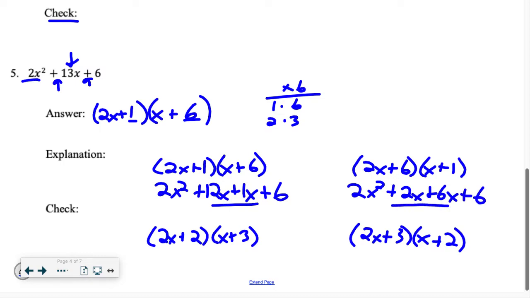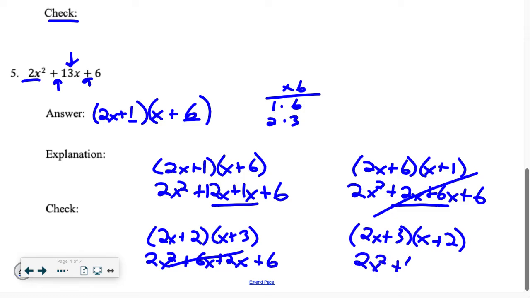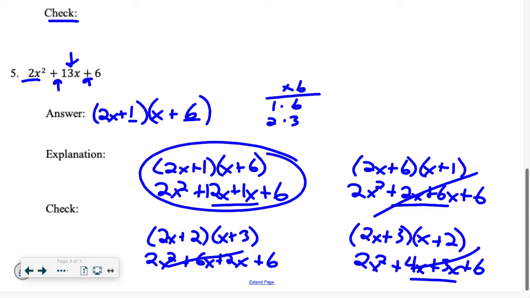These add up to 8x, so we know that's not it. Okay? 2x squared plus 6x plus 2x plus 6. So 6x and 2x is 8x, so that one's no good. And then 2x squared plus 4x plus 3x plus 6. And again, 4x and 3x come together. It is not 13x, so this one's no good. So this is the only good option here. This is our guess and check method here.